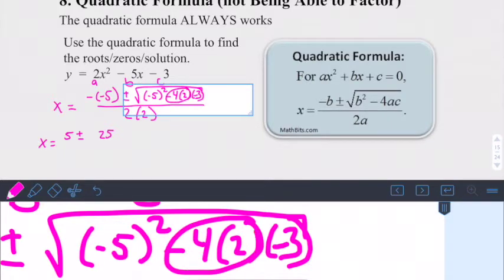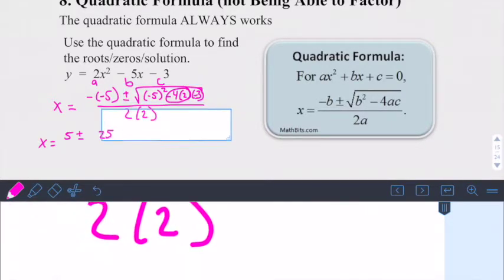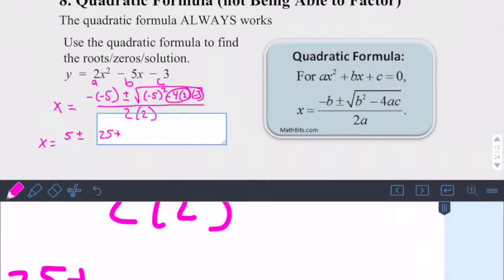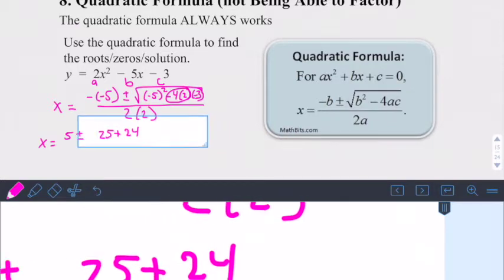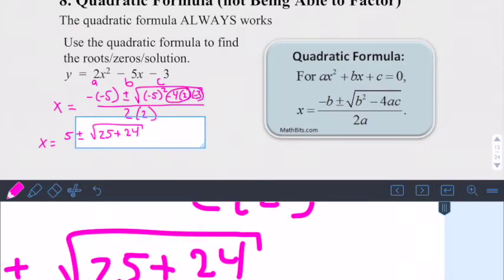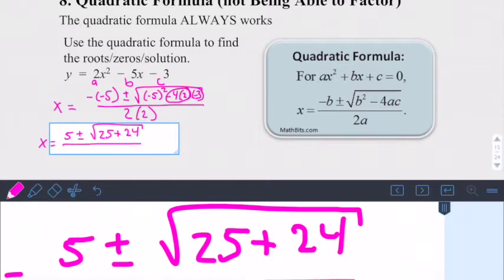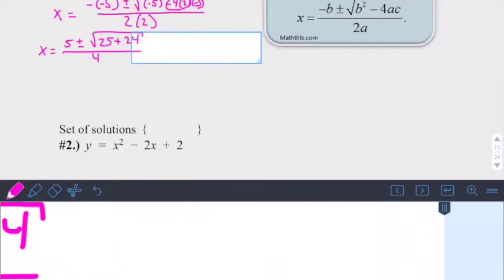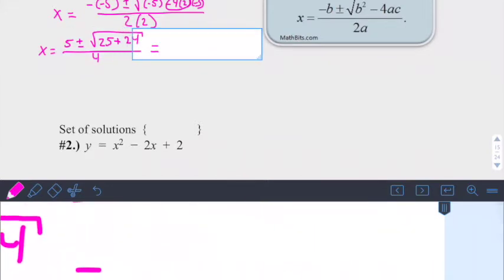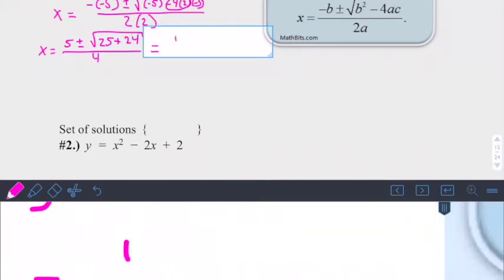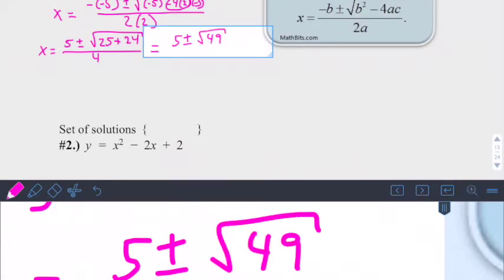So this is negative 8 times negative 3. Negative times a negative makes it positive. 8 times 3 is 24. You could use your calculator for all of that. This is all in my radical. Over 2 times 2, which is 4. To save space, I'm going to write it over here. Well, 25 plus 24 is 49. So 5 plus or minus the square root of 49 over 4.